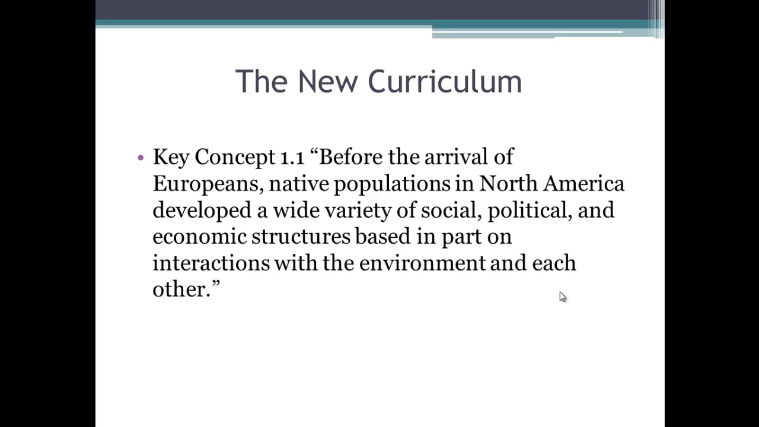Key Concept 1.1 says before the arrival of Europeans, native populations in North America developed a wide variety of social, political, and economic structures based in part on interactions with the environment and each other. And this is from page 23 of the curriculum framework, which is located in the description, and I encourage you to download it to look at it to make sure that you know everything that will be on your test.